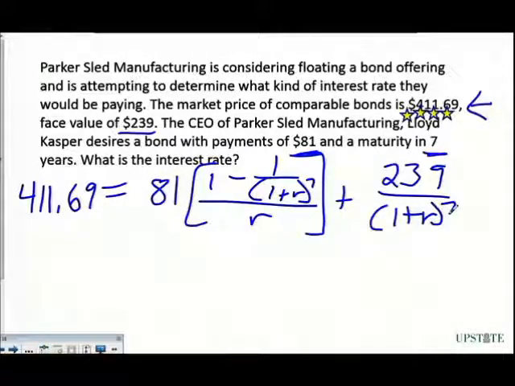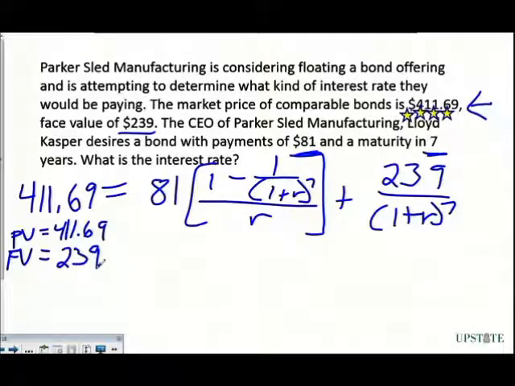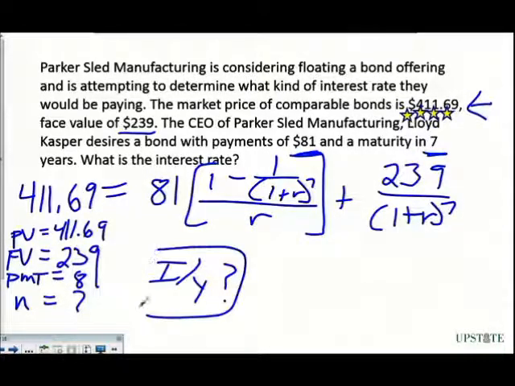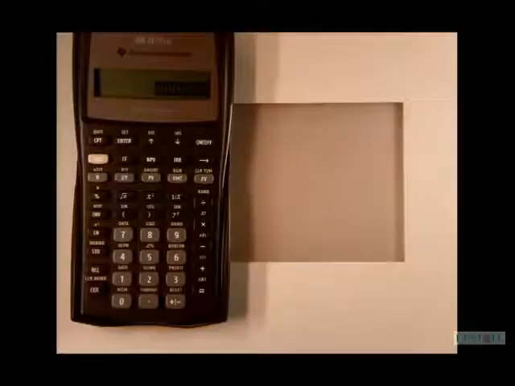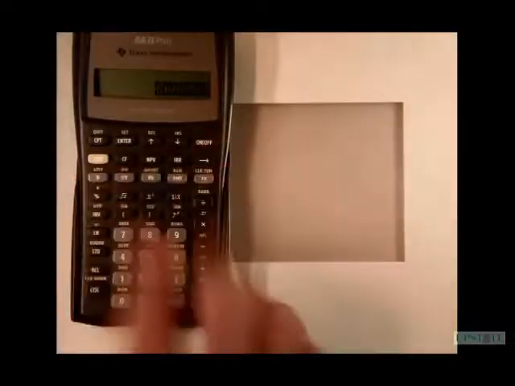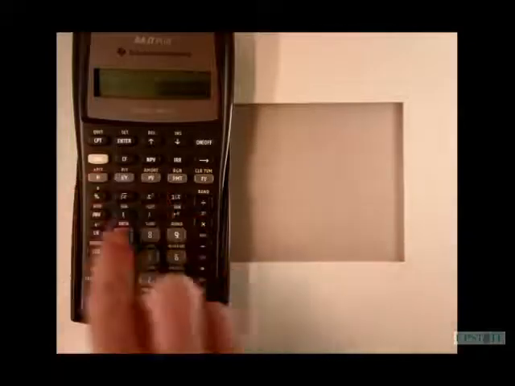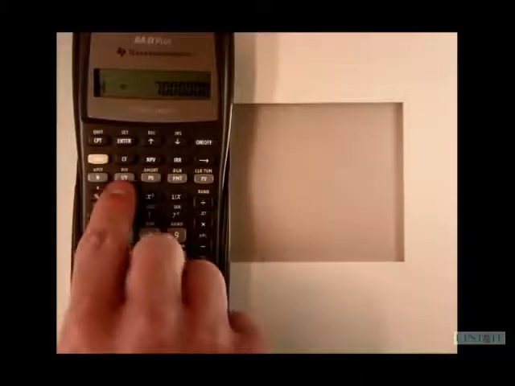And basically the way we do that is that we put our present value, here is the $411.69. We then have a future value, that's that face value that we come at the end, and that lump is $239. And we have payments here in the amount of $81, and then we have a maturity in the amount of 7. What we're looking at here with using our financial calculator is, what is I/Y? So we're going to plug this stuff in, and we'll start from the left here. What our N is that we have 7 years, so 7 N. We don't know I/Y. That's what we're solving for.